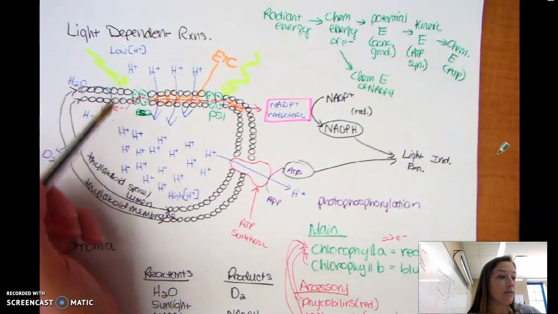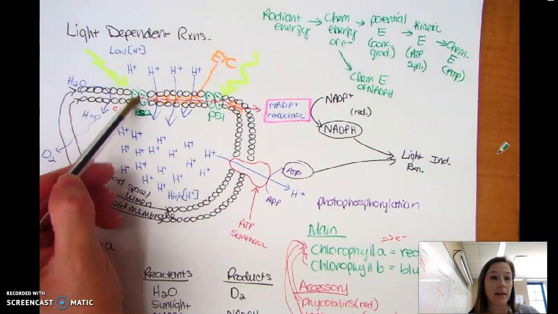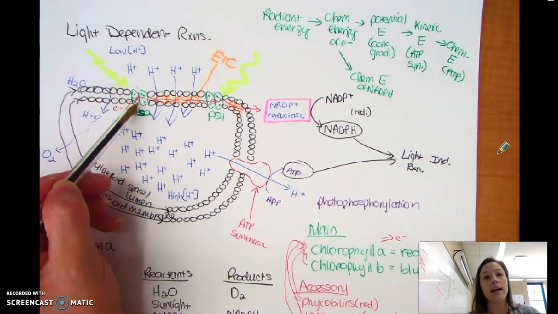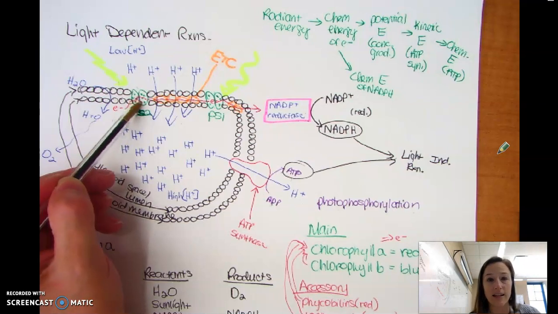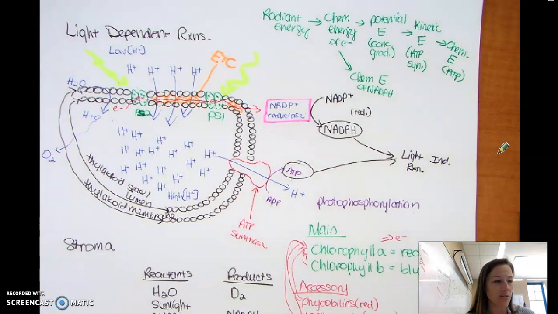So the purpose of the photosystem is to absorb that sunlight energy, that radiant energy, and to charge up those electrons with that energy, to pass that energy to the electrons. So those are kind of the different foundational things about light-dependent reactions.